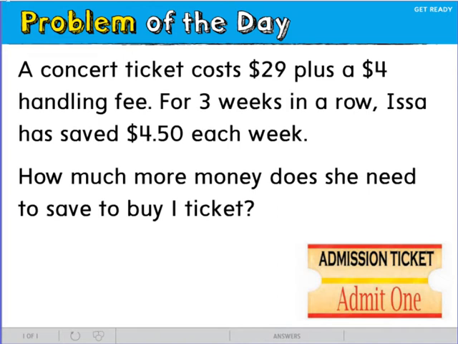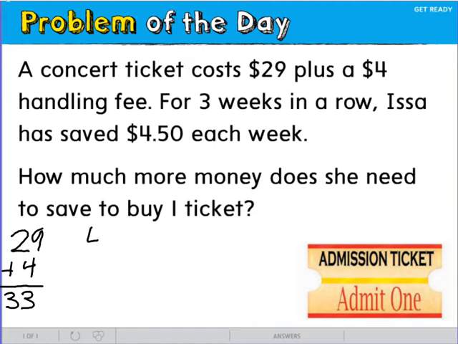So, first of all, how much total was their ticket? It says that it was $29, but there was a $4 handling fee. So we have to add that together, right? So she has 29 and 4. So it's $33 total, right?